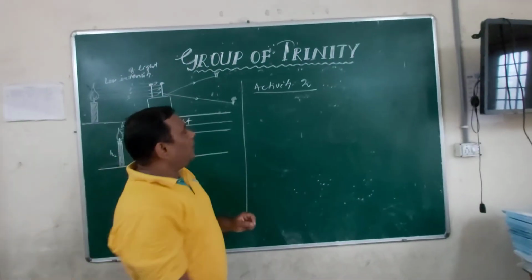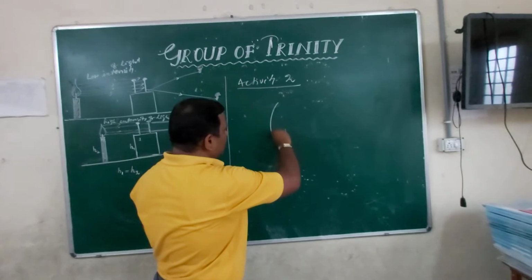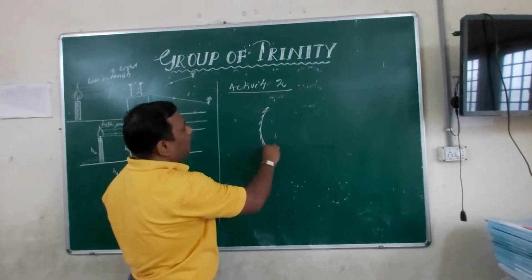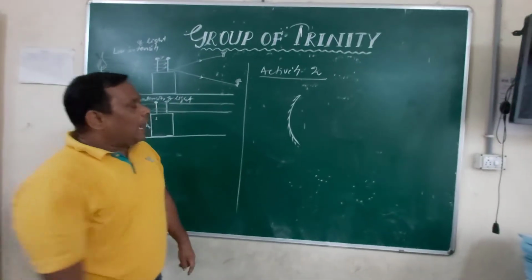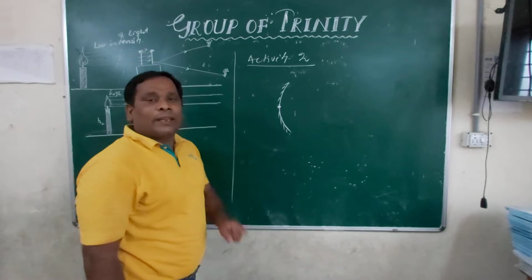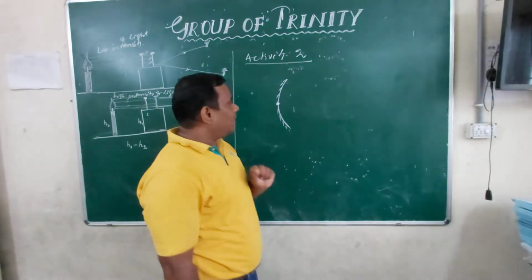Listen to me carefully. Just see here, children, I draw a concave mirror here. This is the concave mirror, right? And the imaginary center of the concave mirror is called the pole. I already said.